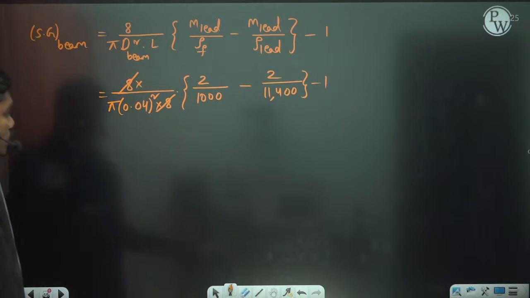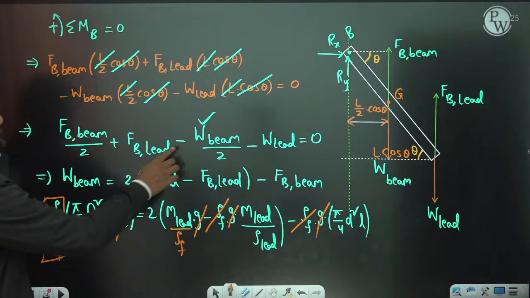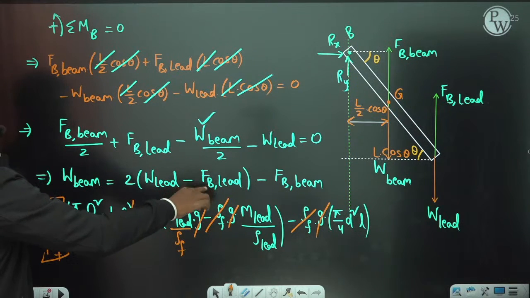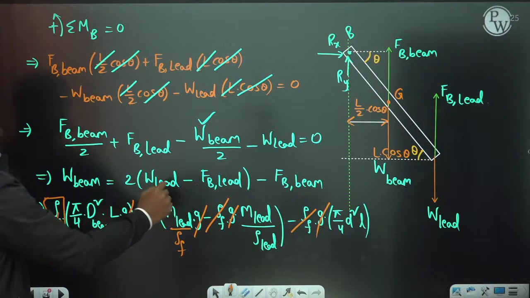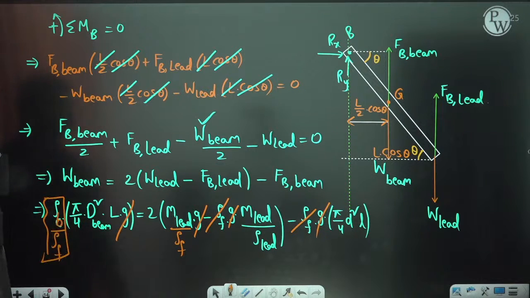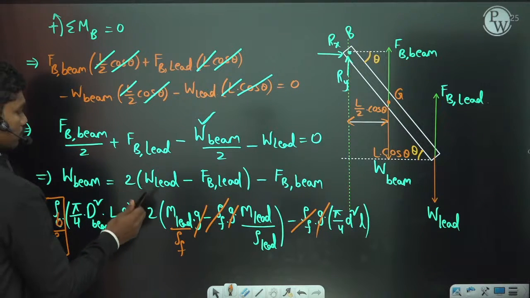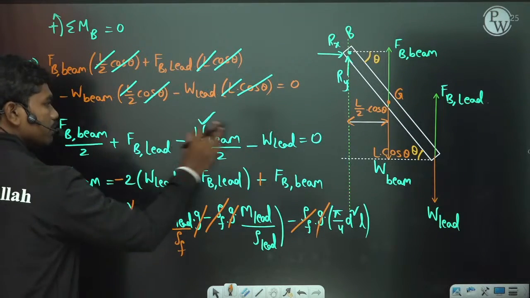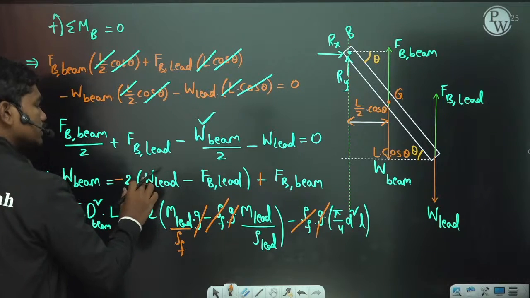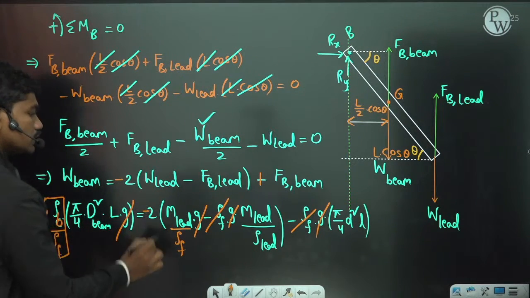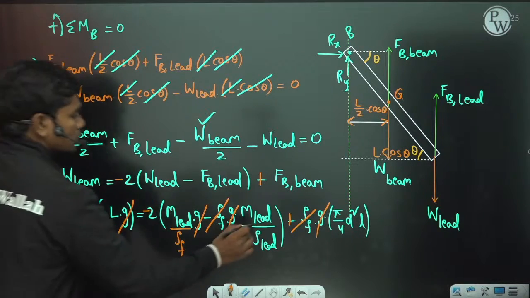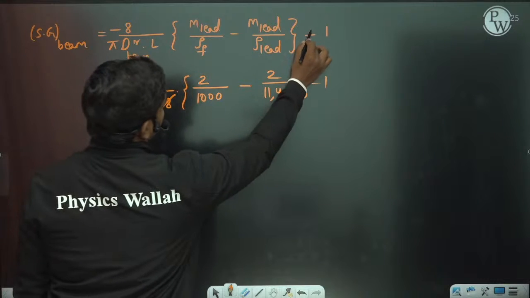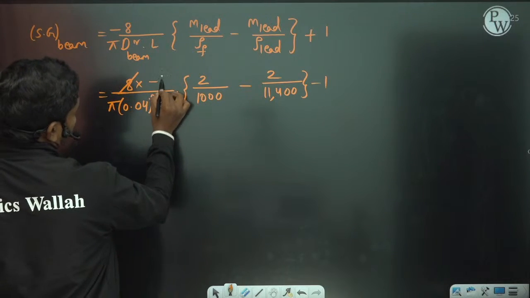Yes, did we consider all the terms? Please check this. Weight of the beam should be equal to 2 times of, this is inverse, correct? Weight of the beam should be equal to, so this is minus value and this is plus value, correct? Because if you shift weight here, FB minus F lead remains as it is. So FB minus F lead should come here. So there is some minus and there is some plus here. If you simplify, this is minus sign and this is plus sign. So this is minus 1 and this is plus 1.